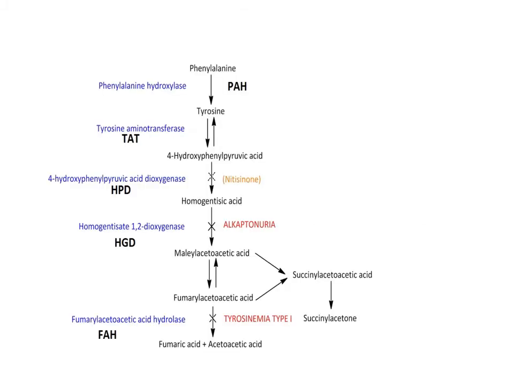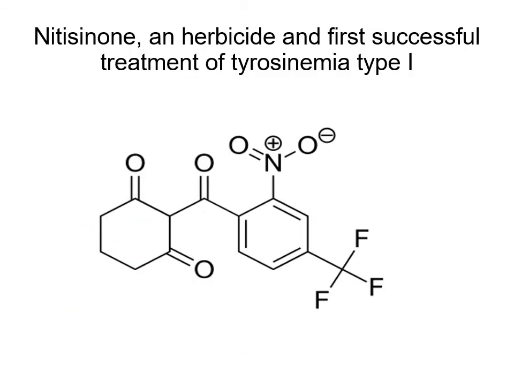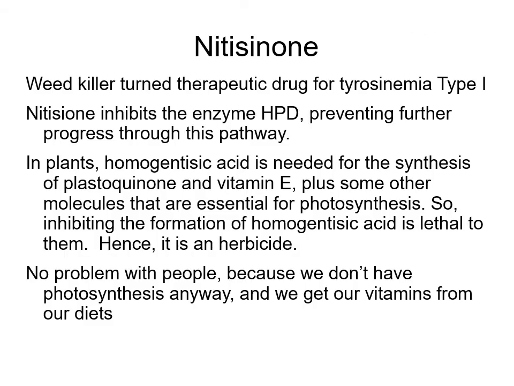Okay, so here's our pathway again, and we are going to look at further steps or other aspects of this pathway. Nitisinone is actually the first successful treatment of tyrosinemia type 1, which seems odd. It's a weed killer. The weed killer is a therapeutic drug. Nitisinone inhibits the enzyme HPD, and so that inhibits the formation of homogentisic acid, thereby preventing accumulation of it and the formation of the deposits that are causing problems for people.